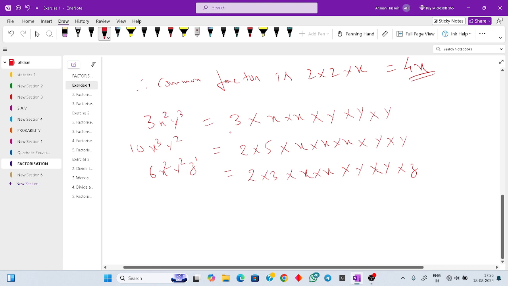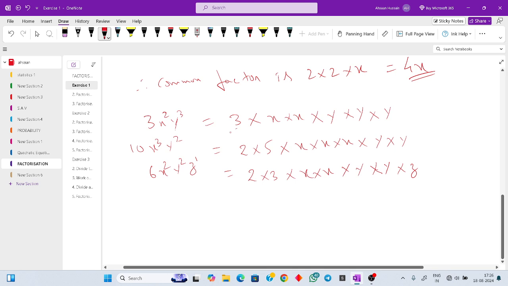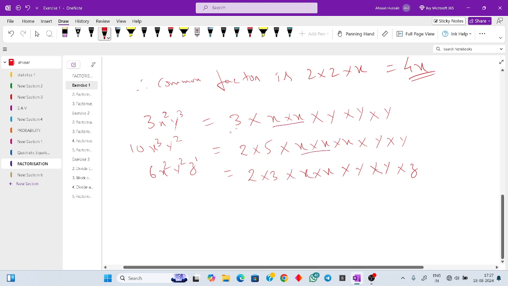Now, see, there are no common numbers, you can say, because 3 is present here, 3 is present here, but 3 is not present in the second row. Similarly, 2 is present here, 2 is here, but 2 is not in the first one. Okay, so we have to start from the variables. So how many x are common here? 2 x's are common in each term.